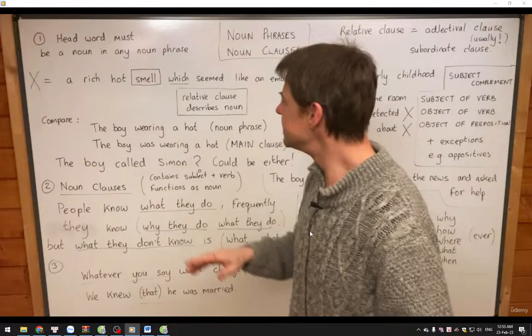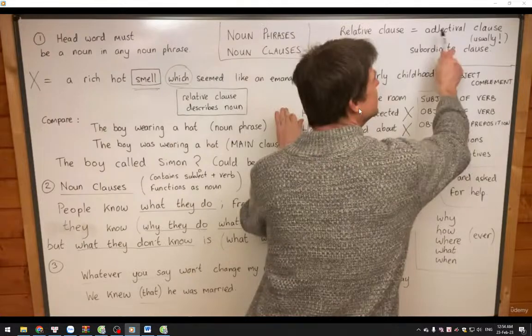But this relative clause, the reason why it is lower in the hierarchy than the smell is because a relative clause is always an adjectival clause. Okay, I said always, sorry. You can't say always in grammar. A relative clause is usually an adjectival clause. Yeah, usually this relative clause describes a noun. And this relative clause certainly describes smell, yeah?